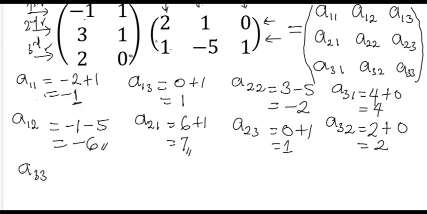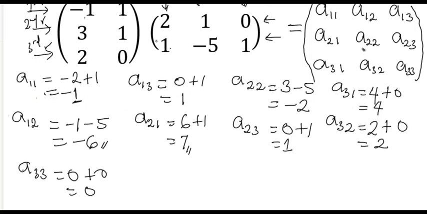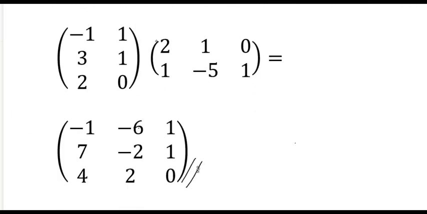Third row, the third column. 2 times 0 is 0, and 0 times 1 is also 0. So the final answer is 0. We plug all this into this, then it gives us this as the final answer.